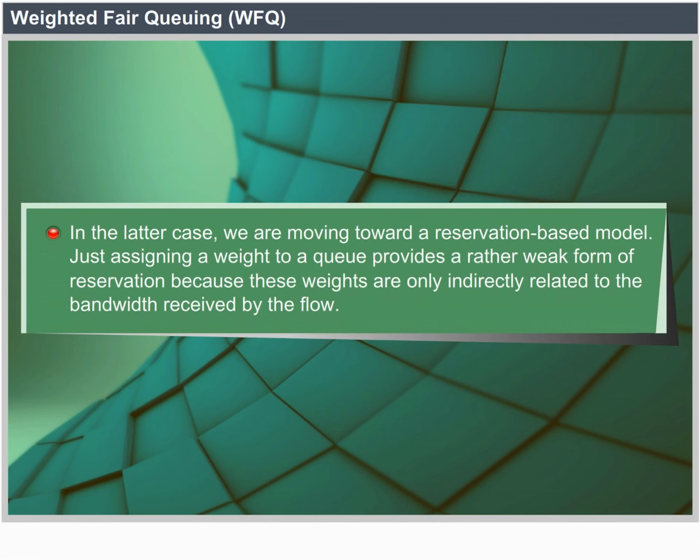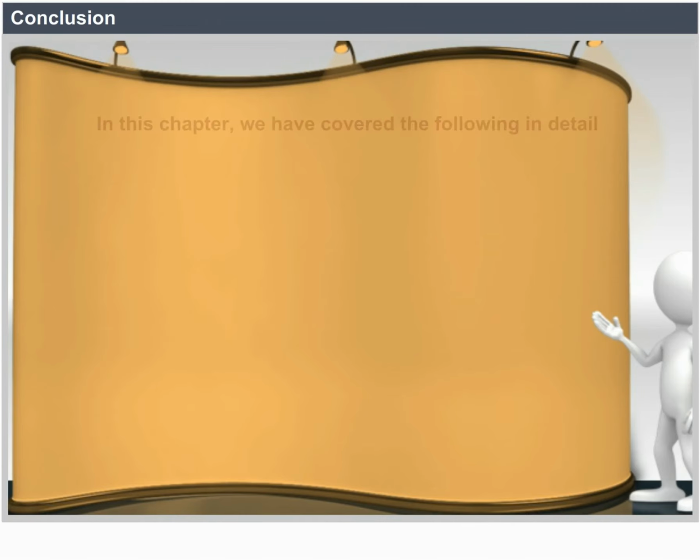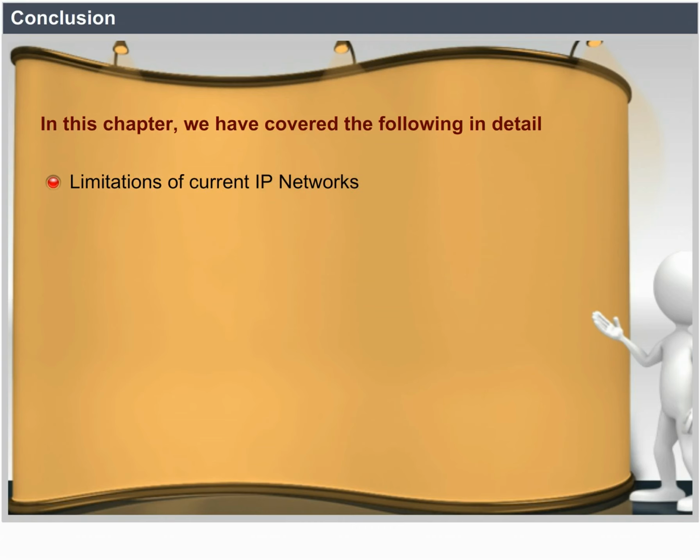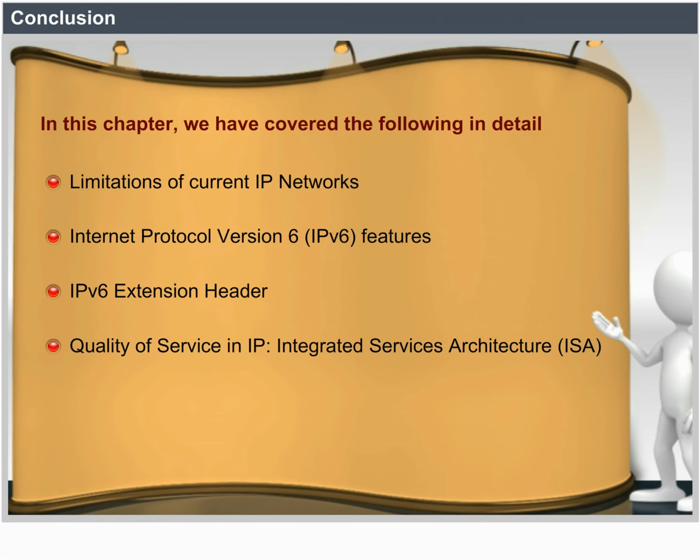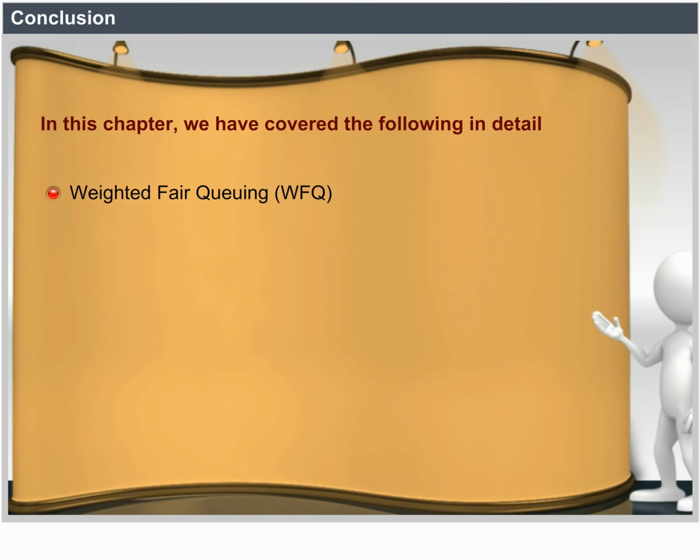Conclusion. In this chapter, we have covered the following in detail: limitations of current IP networks, Internet Protocol version 6 (IPv6) features, IPv6 extension header, quality of service in IP, integrated services architecture (ISA), processor sharing, weighted fair queuing (WFQ), random early detection (RED), differentiated services.